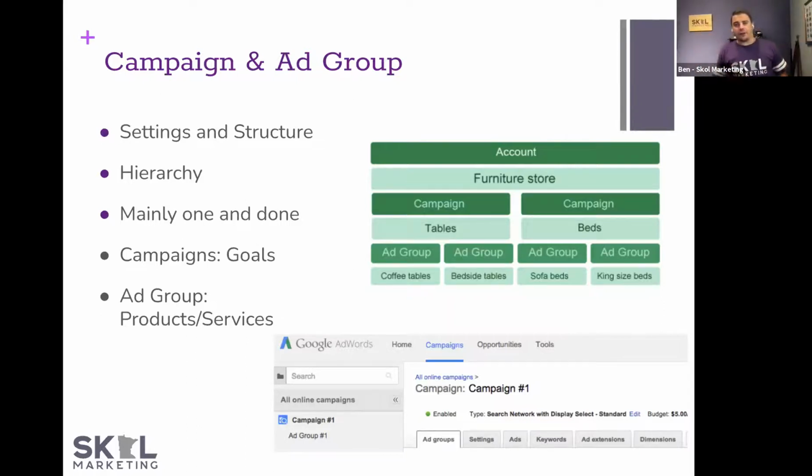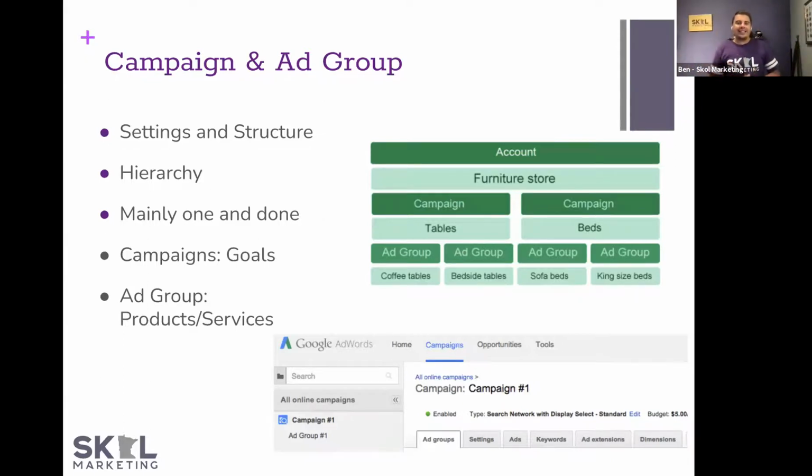So we've got Ben's Furniture Store. That's the account name. Well, the different campaigns may be, okay, I want to sell tables and I want to have a specific budget for tables. And I want to have, again, a specific budget for beds. Well, you can see how we now need to break this down: a campaign is just the overall arching category or product or service that we're selling.